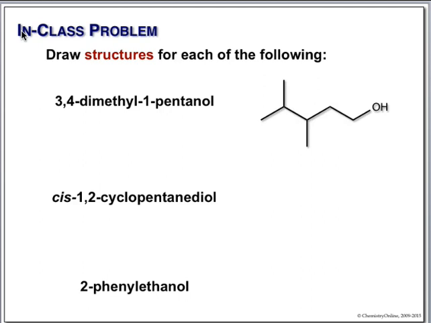This is a diol. It's a cyclopentane diol. We have cis stereochemistry. And we have alcohol groups in carbons 1 and 2. You could draw the ring itself in the usual way, or you could use wedges as I've done here, as long as you indicate the cis stereochemistry.